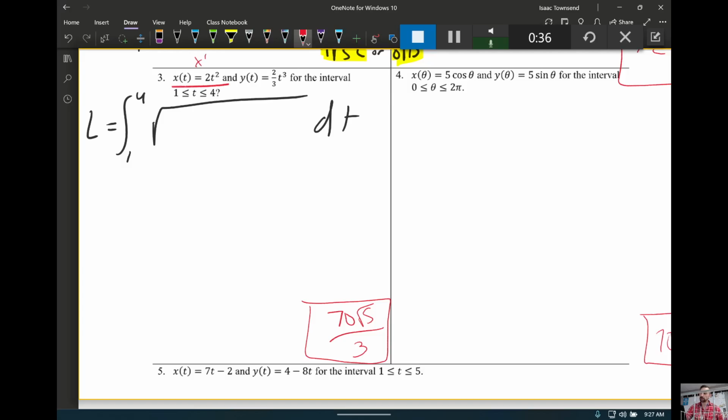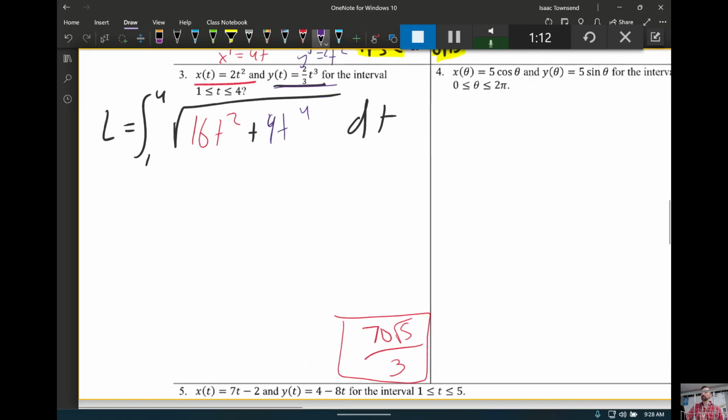First you should do x prime squared. So x prime would be 4t. Square that, you would get 16t squared. And add to that y prime squared. So y prime was t squared. So square that, you get t to the fourth. Oh, 2t squared, which makes this 4t to the 4th. Are we still okay on the same page? Okay.